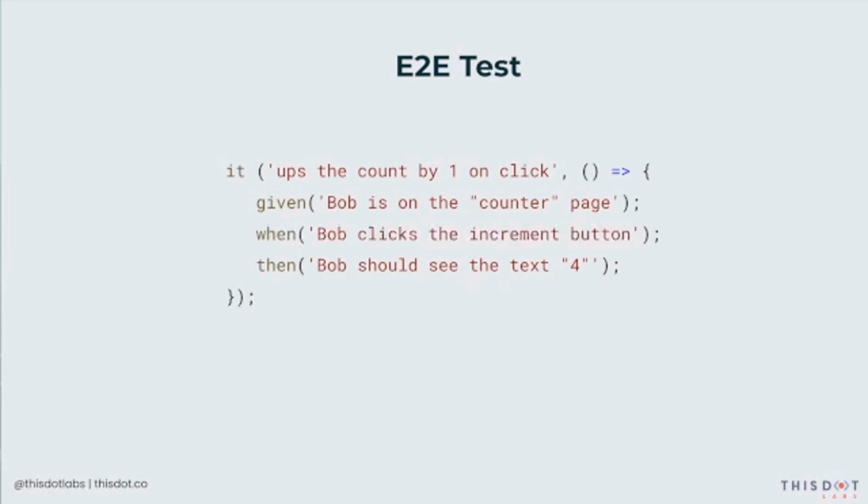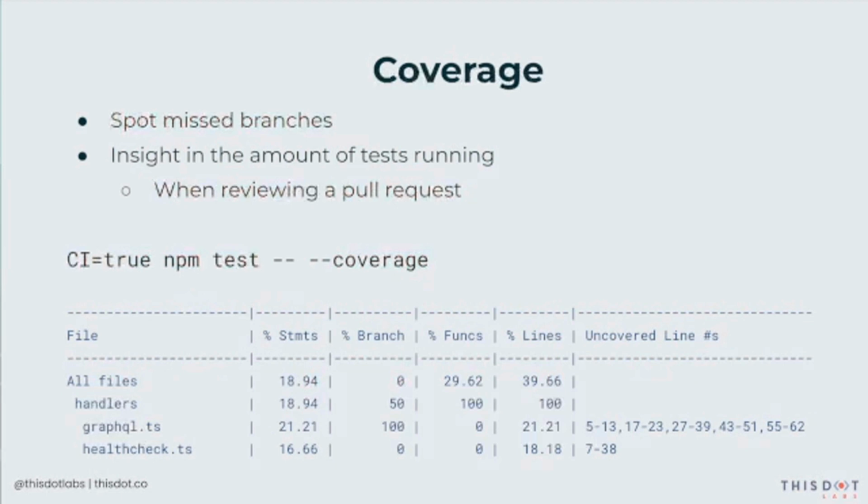In this case, what we want to do is go to the counter page, the page where the counter is displayed. We have this persona called Bob, and Bob is also going to click the increment button, in which case he should see the text being 4. We are assuming here that he started out with 3, so it incremented by 1, going to 4.